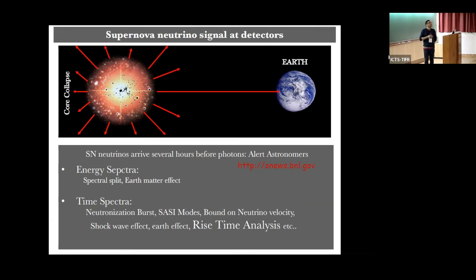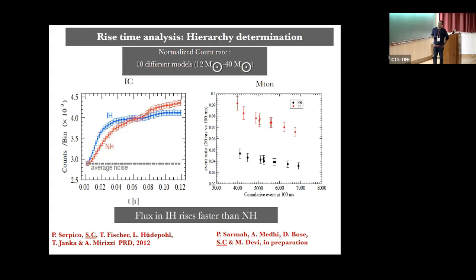Now, if you come to the detection part, there are many different possibilities, and many phenomenological things can be studied. But I will just point out one thing. This is called the rise time analysis. Here the idea is that for the very early accretion phase, for the inverted ordering, the flux rises much faster than for the normal ordering. We pointed this out long back, because in the inverted ordering the flux mostly consists of nu_x, the heavy-lepton neutrinos like nu_mu bar or nu_tau bar, and the normal hierarchy flux is mostly dominated by nu_e and nu_e bar. One should be able to see that it is rising much faster.